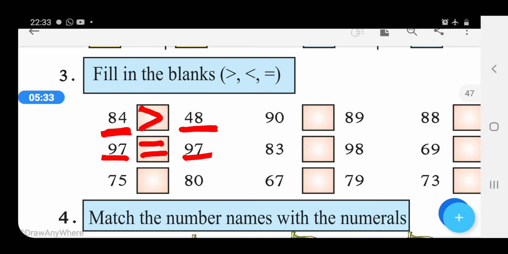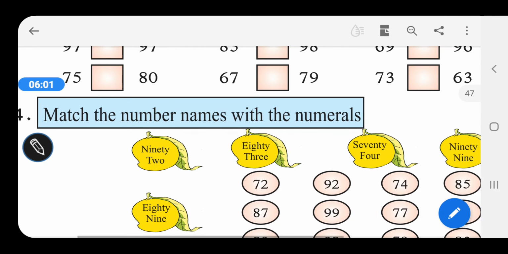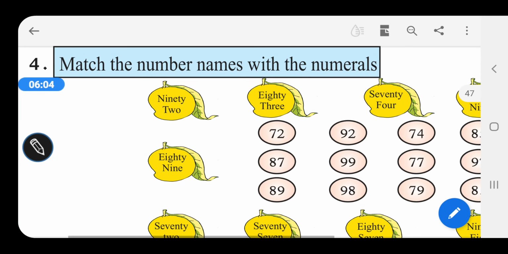Okay, and in the next example 75 and 80. Okay, and here we will use the sign less than, because the number 75 is less than the number 80. Okay, now let's move to the next sum, fourth sum.